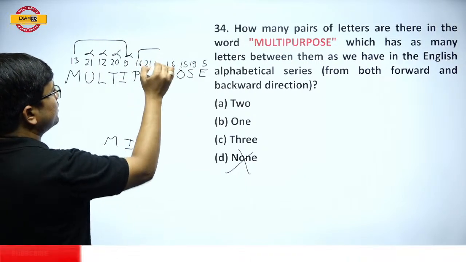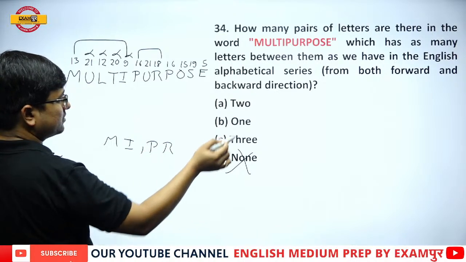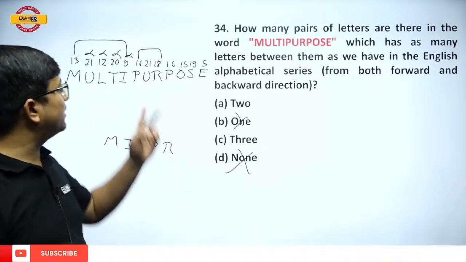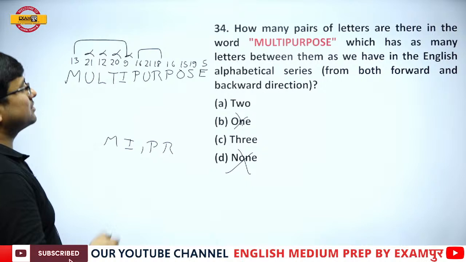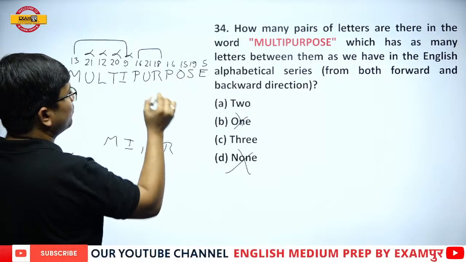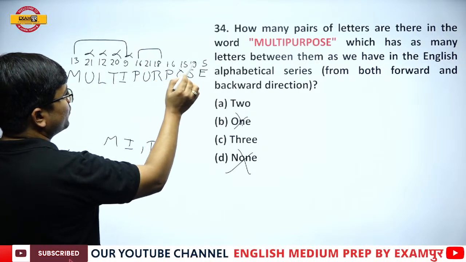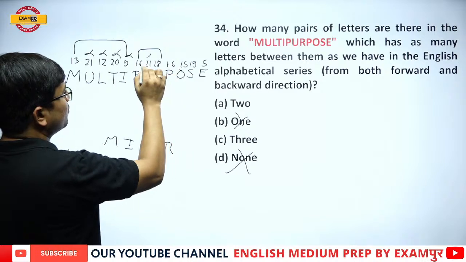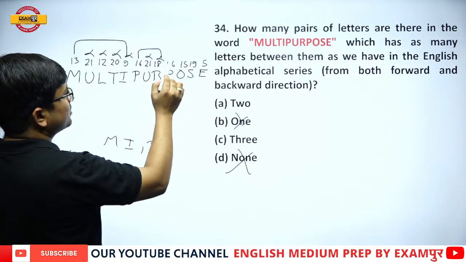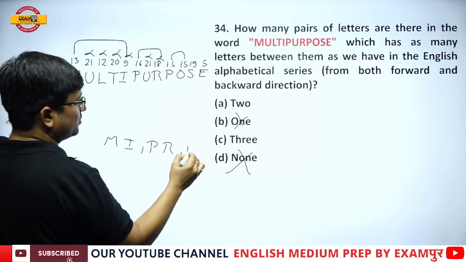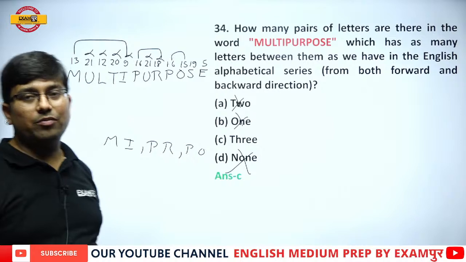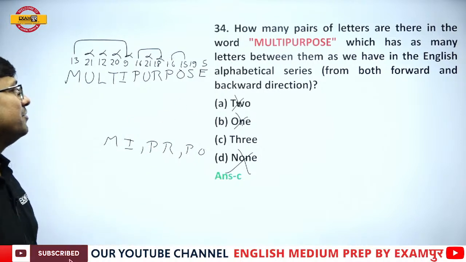From 16, 17, 18, yes. Okay, P and R. It is gone then. See, between P and R alphabetically, there is one letter. In this word also, there is one letter. So 16, 17, 18, 19, 20, 21, 22, no. From 16, 15, 14, 13, 12, 11, 10, no. From 21, 22, 23, 24, 25, 26, no. From 21, 20, 19, 18, 17, 16, no. From 18, 19, 20, 21, 22, no. From 18, 17, 16, 15, 14, no. From 16, 17, 18, 19 and 15. Yes, P and O is also there. So this is gone. So now only and only option C can be the right answer, because all the other options are eliminated.